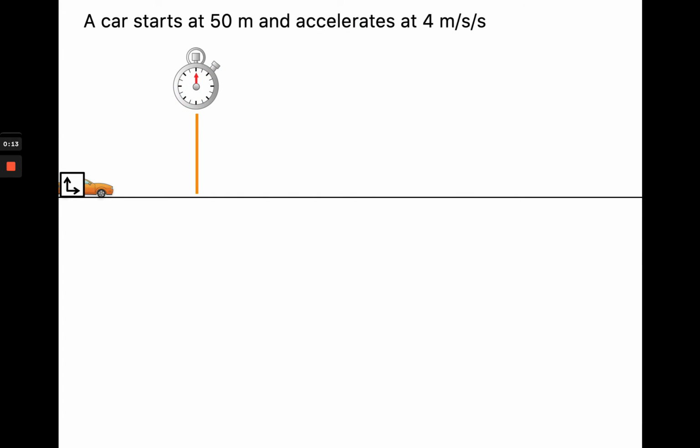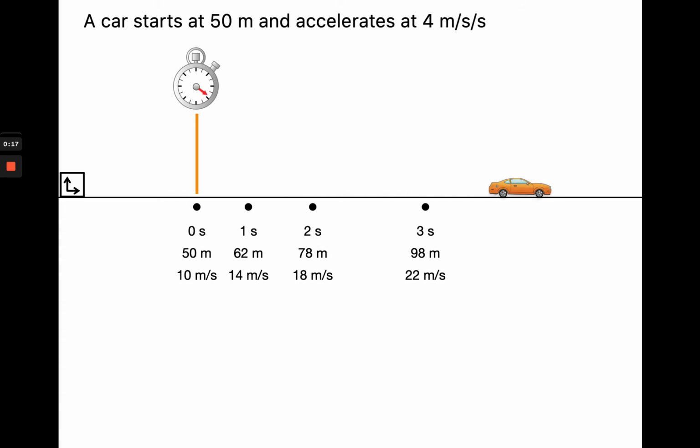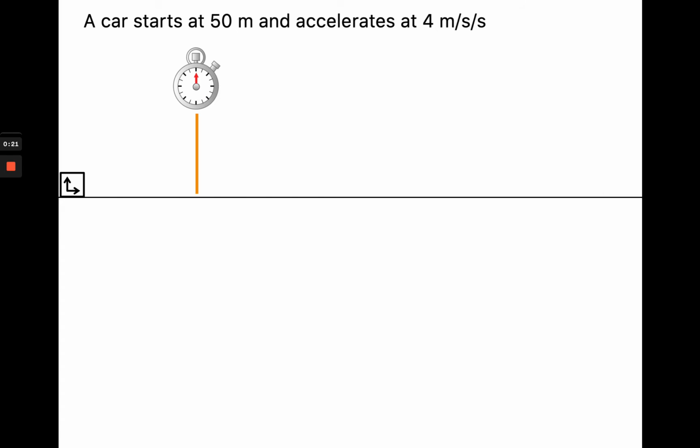You can see a car accelerating toward the right. The car starts at 50 meters and accelerates at 4 meters per second per second. Let's do that again. Now, the car doesn't start at the origin. It actually starts here, right? Because that's when the stopwatch actually starts recording time. So the experiment doesn't really begin until it passes the 50-meter mark. So when the car passes 50 meters, that's when the stopwatch starts.